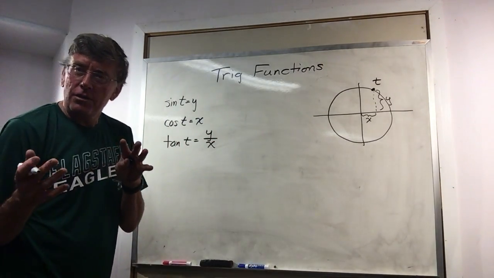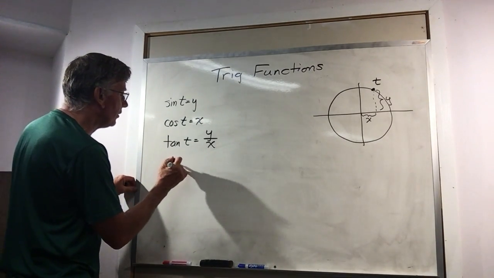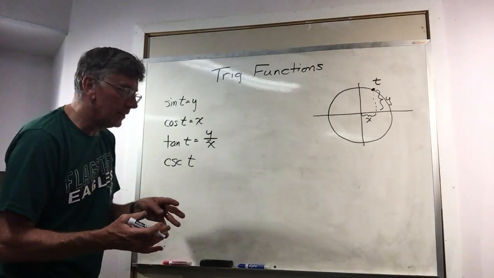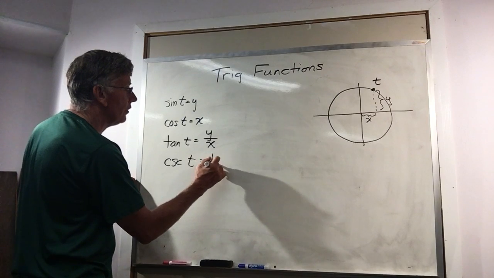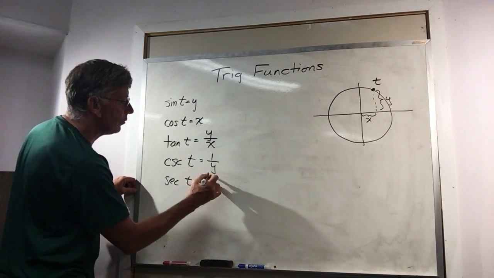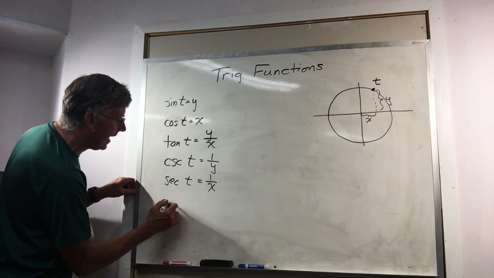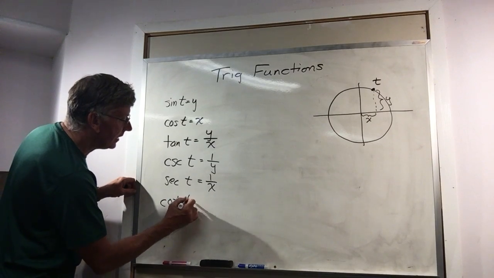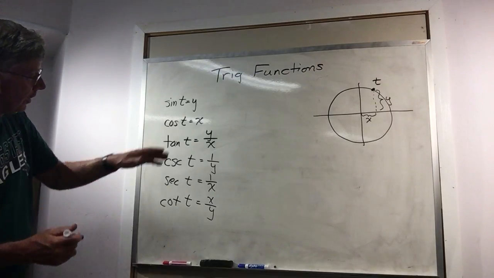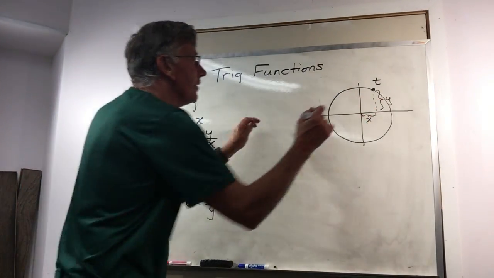Then we have three more functions that are just the flip of these guys. For example, we have the cosecant of t, CSC for cosecant, and that is equal to 1 over y. We have the secant of t, which is 1 over x. And then we finally have the cotangent of t, which is x over y. So all of our functions have to do with the x and y coordinate that t is.